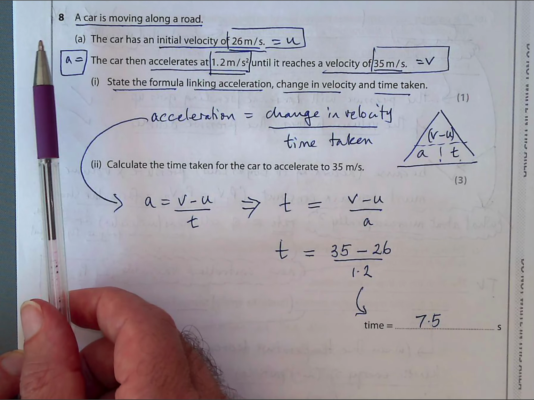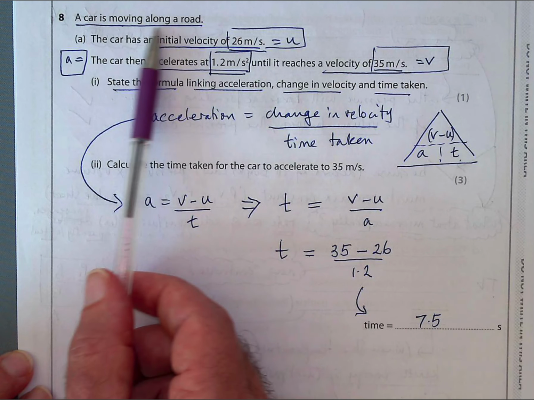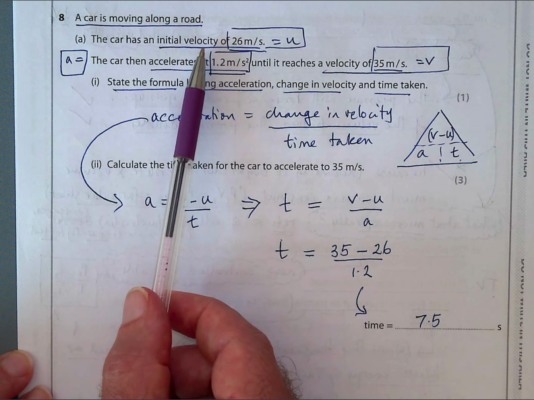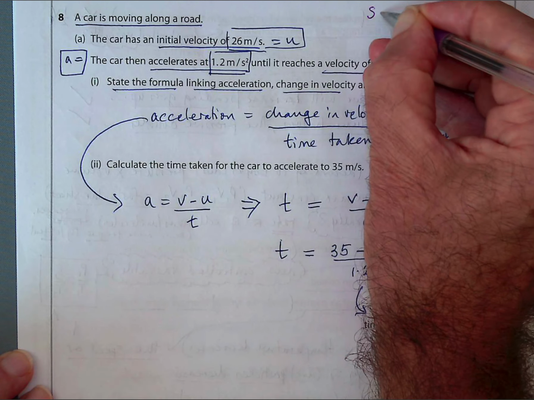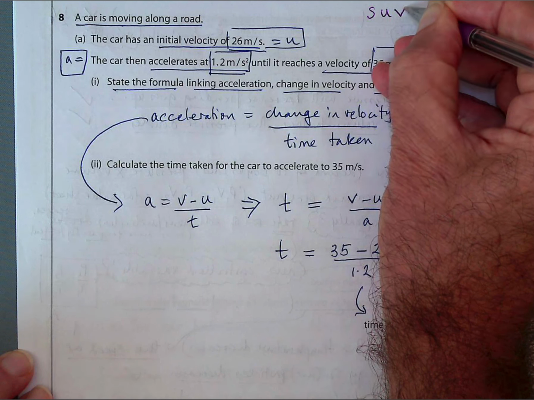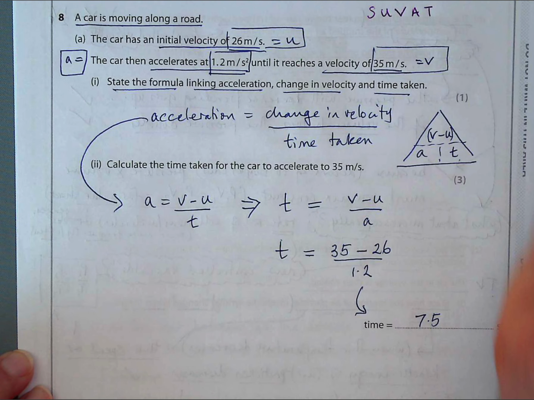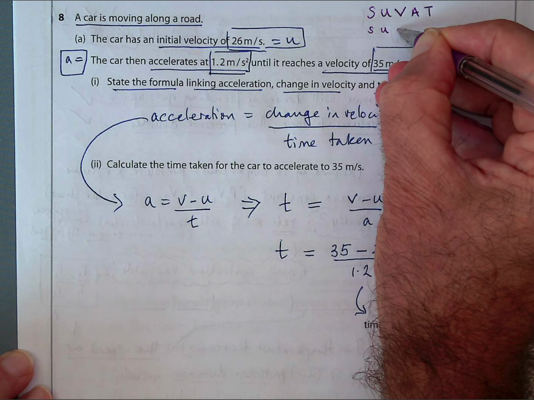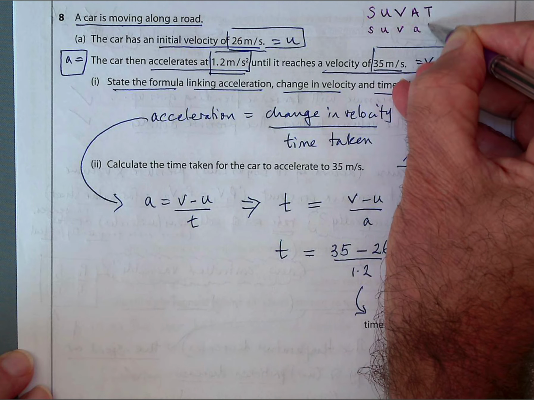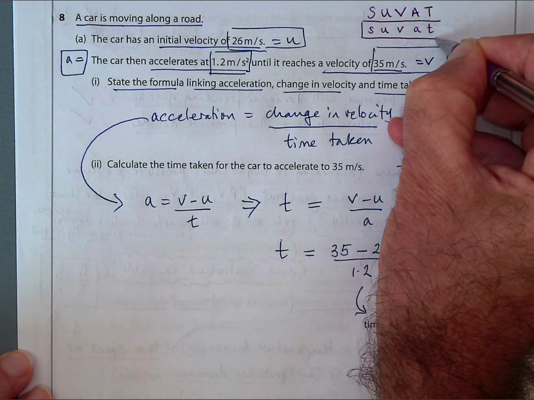Okay, question 8 is another one to do with motion. This time it's mathematical. A car is moving along a road. A car has an initial velocity of 26. Remember, these are suvat. In suvat, s is distance, u is initial velocity, v is final velocity, a is acceleration, and t is time. Really, we should use small s, small u, small v, small a, small t, so suvat should be written in lowercase.